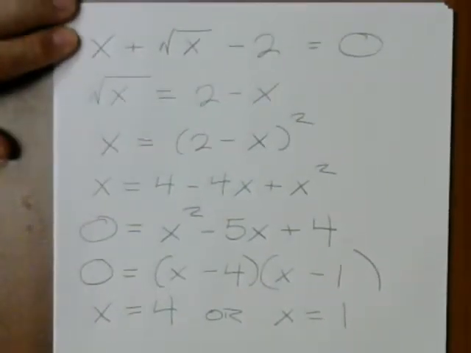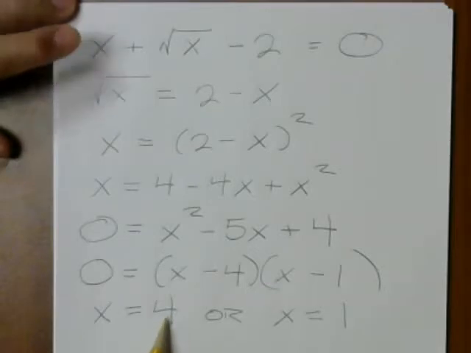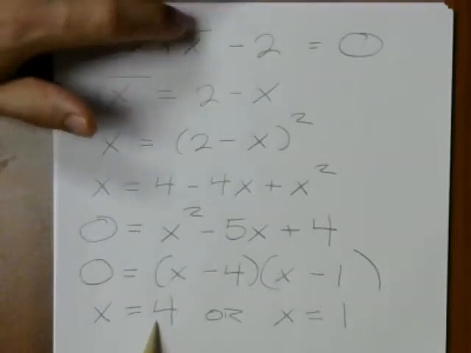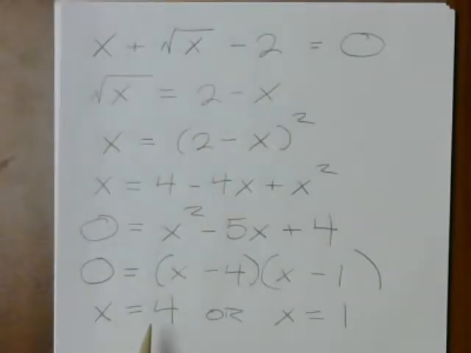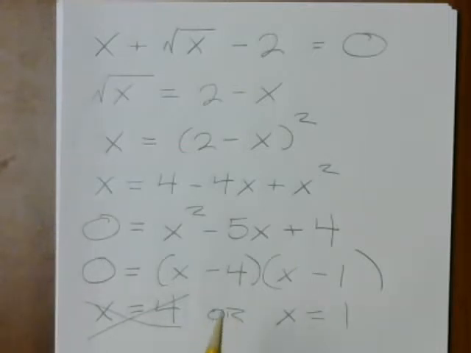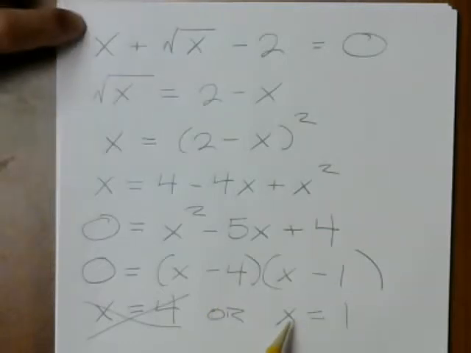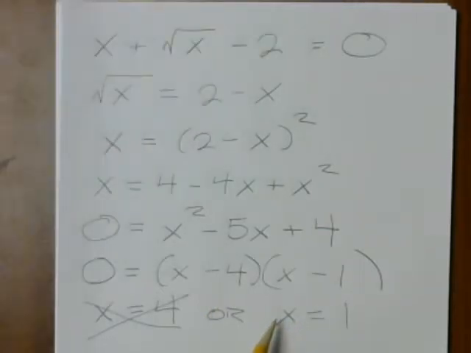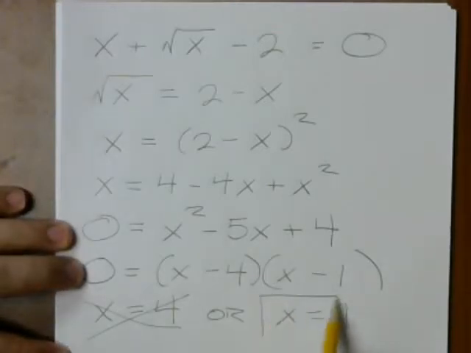At this point, I now go back to the original equation. And I say, okay, what happens if I plug in 4? Well, I would get 4 plus 2 minus 2 equals 0. Well, that's not true, which is something to be expected because, as we know, this method produces fake solutions at times. What about this other one? 1 plus 1 minus 2? Sure, this works just fine.